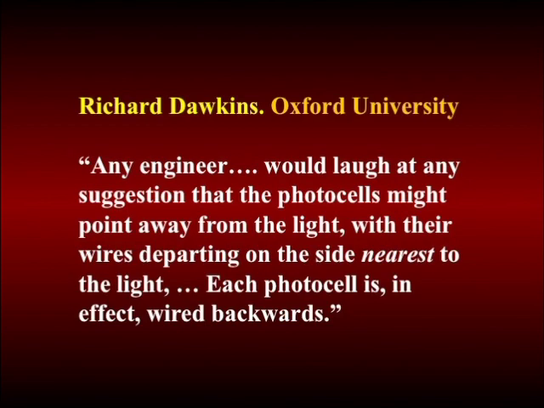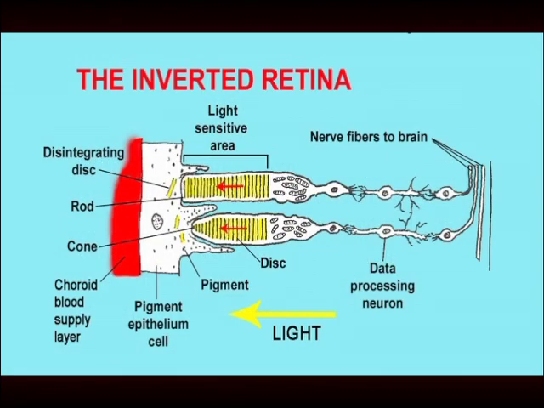Let's look at some of the details of this here. This is the inverted retina. Light comes from the right and goes towards the left. It has to go through all the nerve cells and fibers you see there to finally reach the light-sensitive cells you see at the left. And that light is trapped in the rods and cones where you see the red arrows.